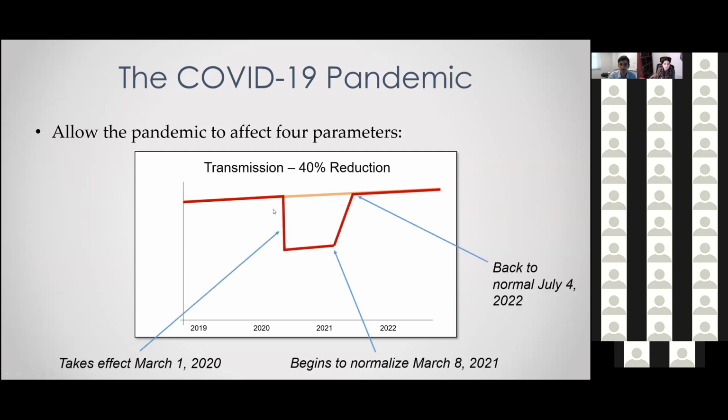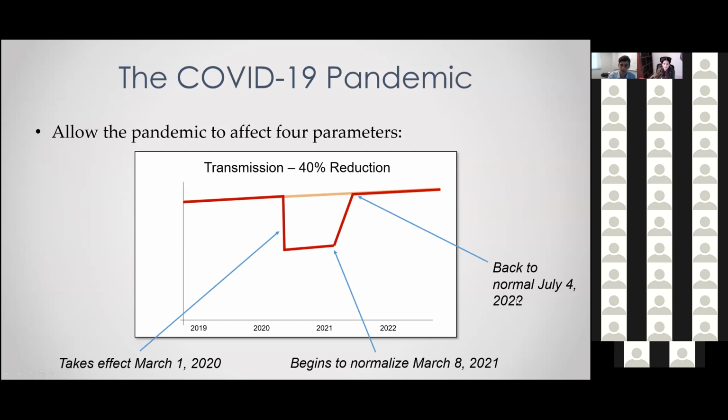What we say is that COVID-19 hits, and whatever that reduction is in transmission, it drops on March 1st and continues. Transmission rates were going to increase slightly in this projection, but at 40% of what they otherwise would have been. Then beginning March 8th, 2021, when the CDC announced guidelines for what vaccinated people can do, we said it's going to start normalizing, all the way back to normal by July 4th. Oh, that should be 2021, not 2022.